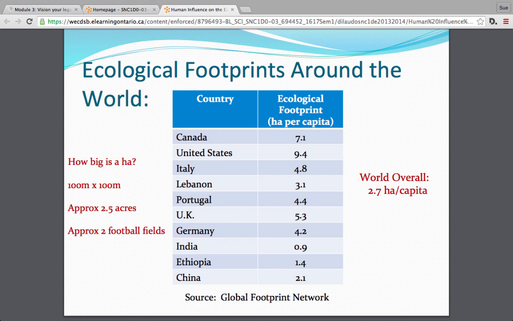I know if you go to Europe, they aren't as reliant on things like dishwashers and dryers and sort of the convenience things that we use all the time. And that as well lowers their ecological footprint. If we look at places like India and China, which are heavily populated, India only has a 0.9 hectare per capita footprint, and China has a 2.1 hectare per capita, significantly lower than the other countries on the list.